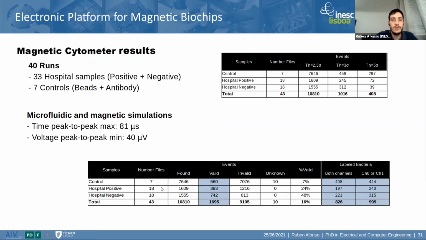The last step is considering the microfluidic and magnetic simulations of bacteria. We know that, to be a bacteria, the signal must have a time from peak to peak maximum of 81 microseconds and a minimum voltage of 40 microvolts. So using these constraints in our valid events, we can say that we detect 826 labeled bacteria.